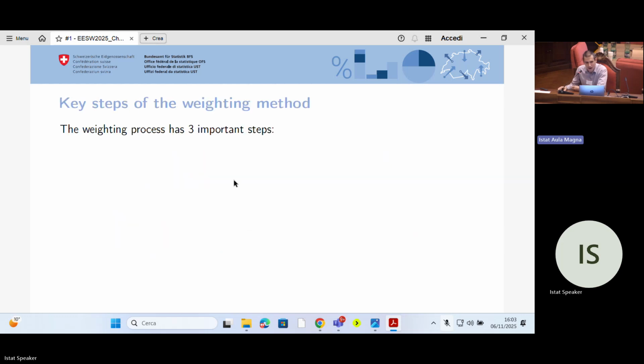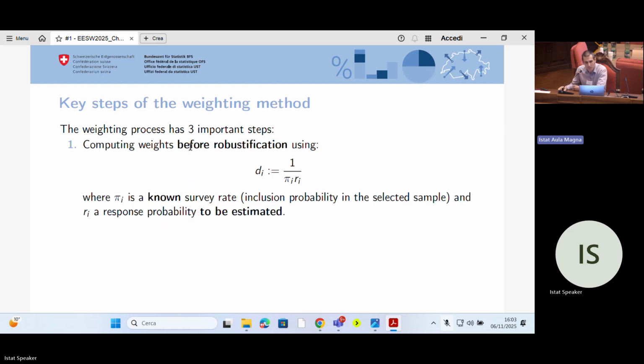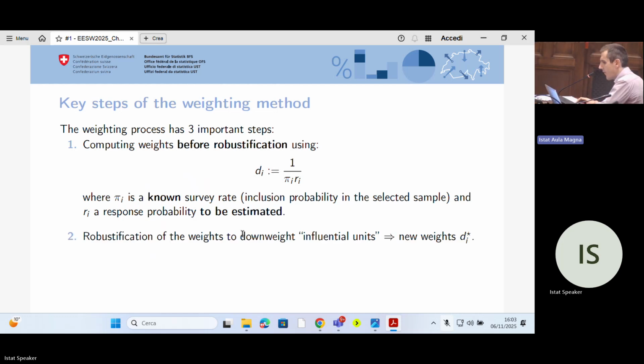As I was saying, in this weighting process, we have 3 important steps. The first one, we have a response model, which gives the probability of response, Ri, to each unit. And from that, we have some weights, Di, for each responding unit. This probability of response is obviously estimated from a model. The second step is the robustification. That's what I'm going to talk about.